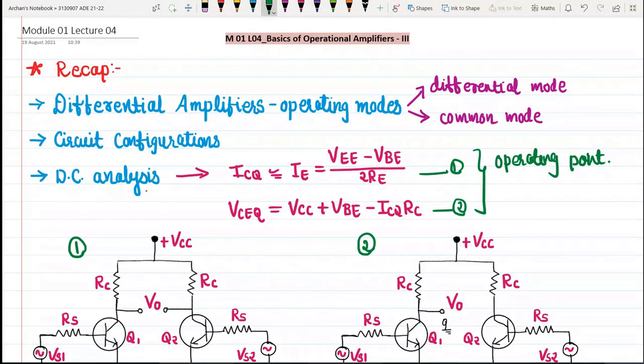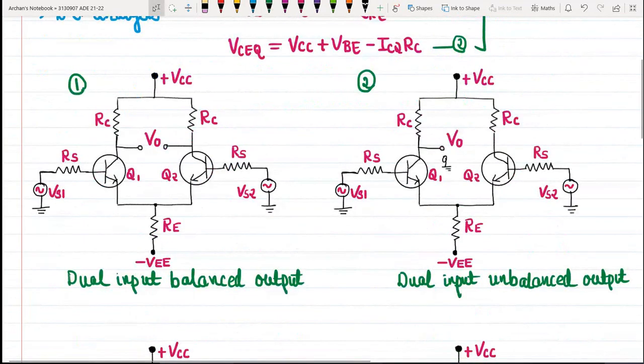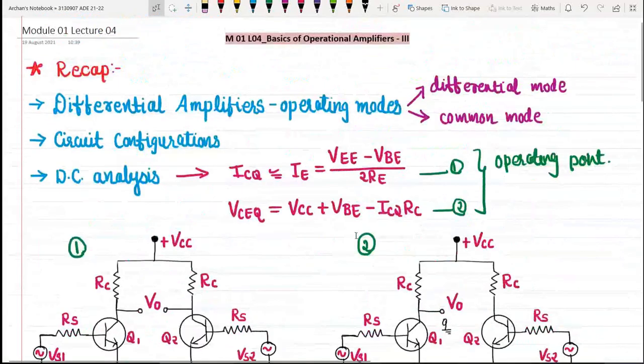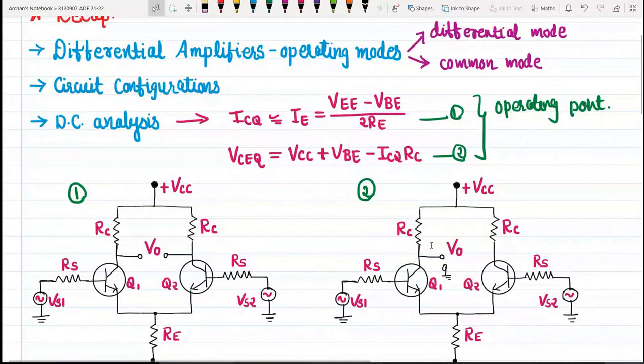So this DC analysis and expressions for ICQ and VCEQ will remain same for all the differential amplifier circuit configurations. Though we have considered the case of this dual input balanced output amplifier and we are getting these two equations, if you take dual input unbalanced output or single input balanced or unbalanced output, then also you will get the same equations. So there is no need to perform the mathematical operations on the other three configurations because the result will be same.